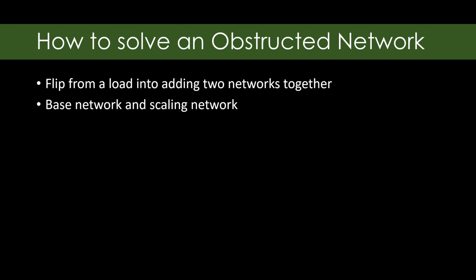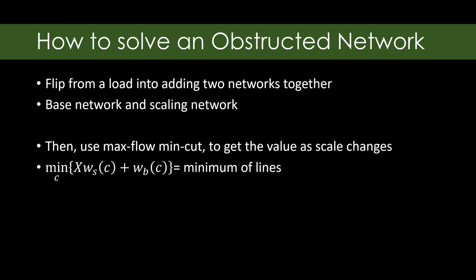We flip the load into adding two networks together, as we saw at the end of the last whiteboard. And we have the base network and the scaling network. In the scaling network, we give it an arbitrary scaling variable X. And we could use max flow min cut in theory on this, and we'd get a function that shows how the value it is. And we get, for each cut set, the minimum of all of these little lines. And there's actually a structure to this that's useful.